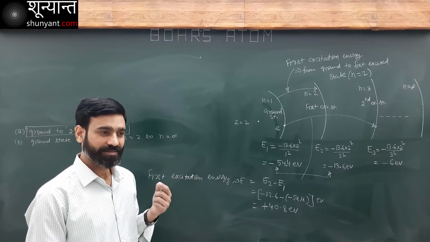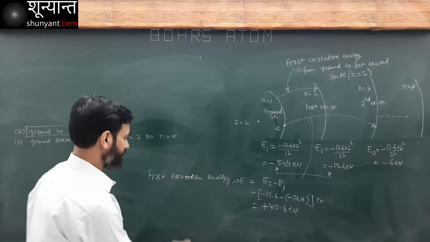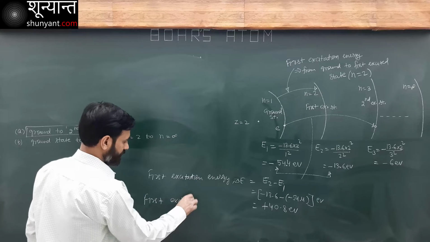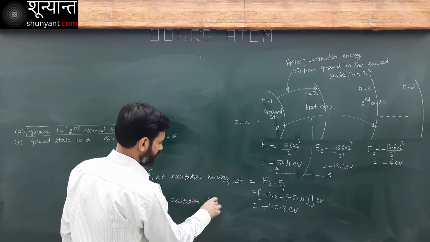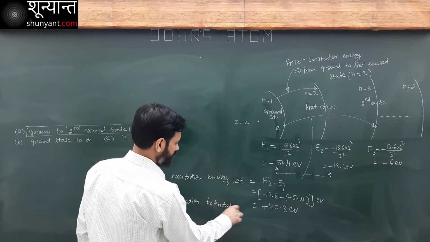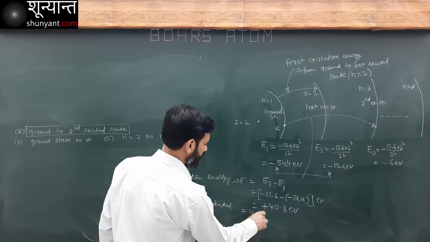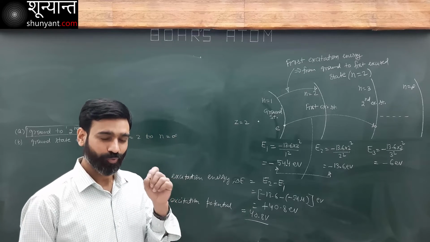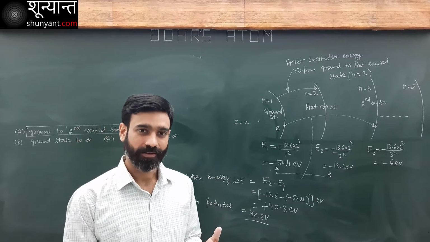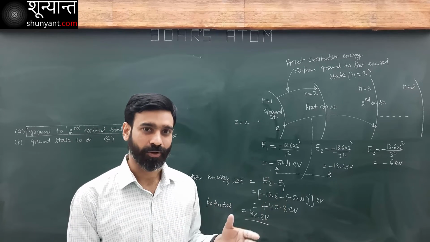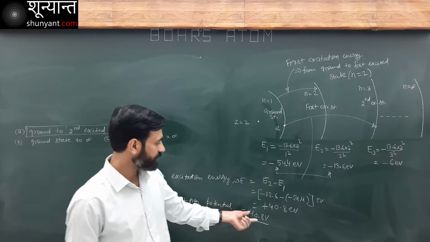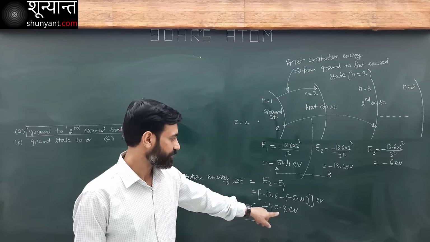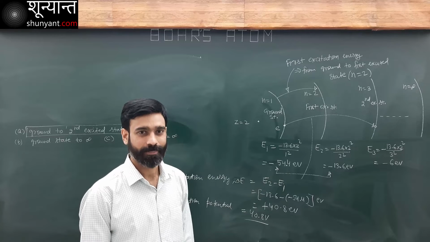Okay. If I ask you what is first excitation potential? First excitation potential is simply equal to 40.8 volt, and that's it. That means if we accelerate an electron through a potential difference of 40.8 volt, it is going to gain kinetic energy of 40.8 electron volt, and that's it.